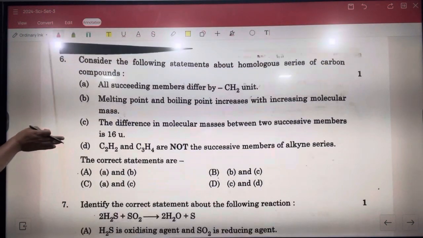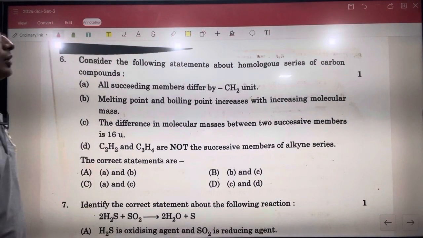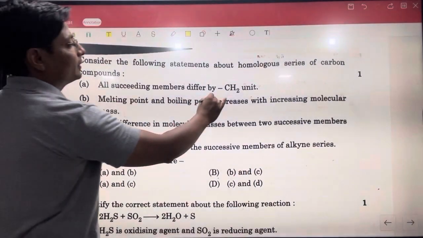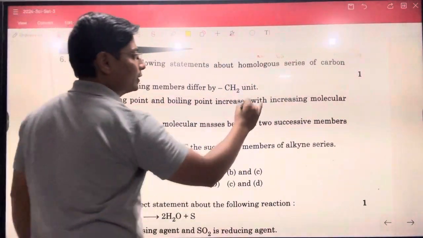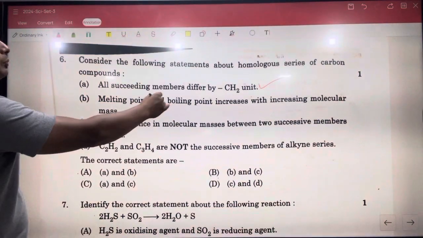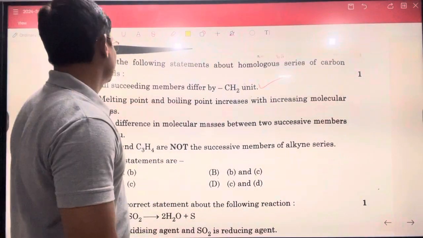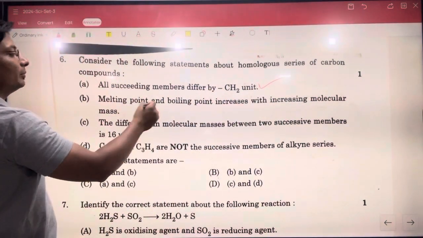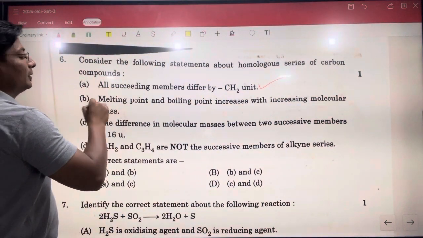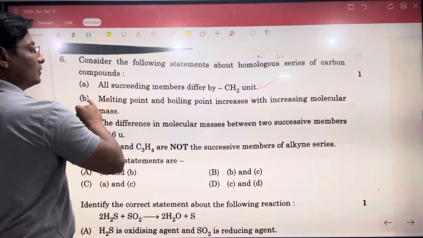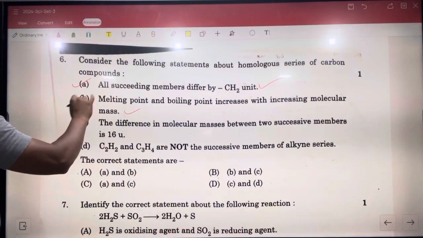Then consider the following statements about a homologous series of carbon compounds. Here all succeeding members differ by a CH2 unit, which is the basis of the homologous series. Then melting point and boiling point increase with increase in molecular mass. As the CH2 unit is increasing, a corresponding increase will happen in the molecular mass of the next carbon compound. So this is also a correct option. So A and B are correct here.